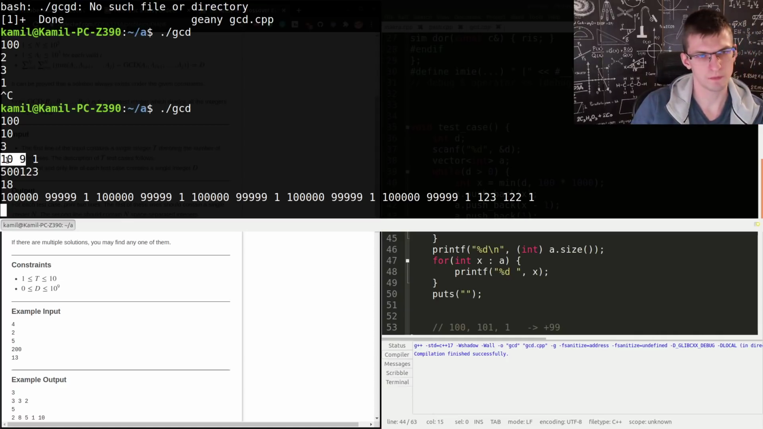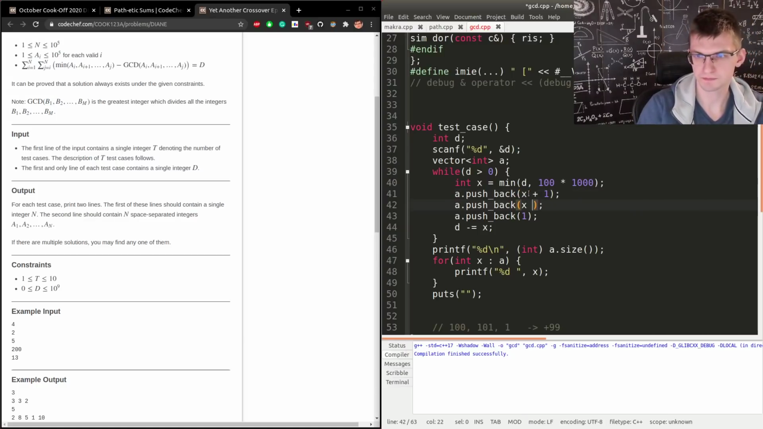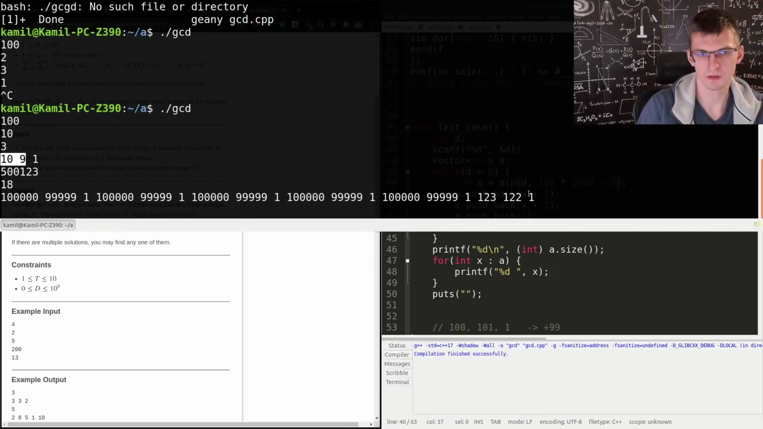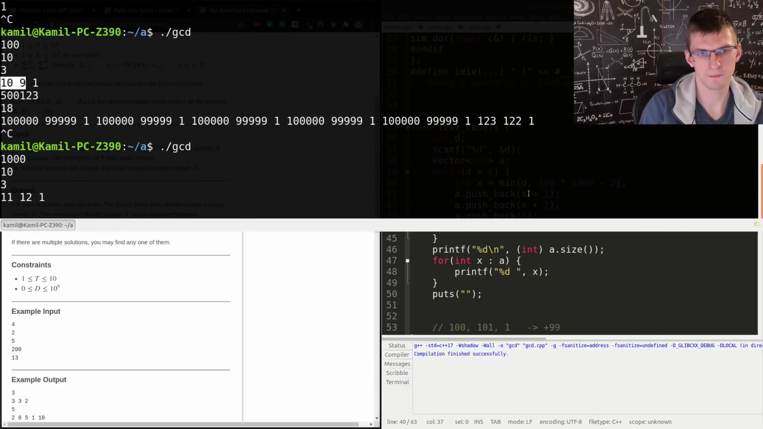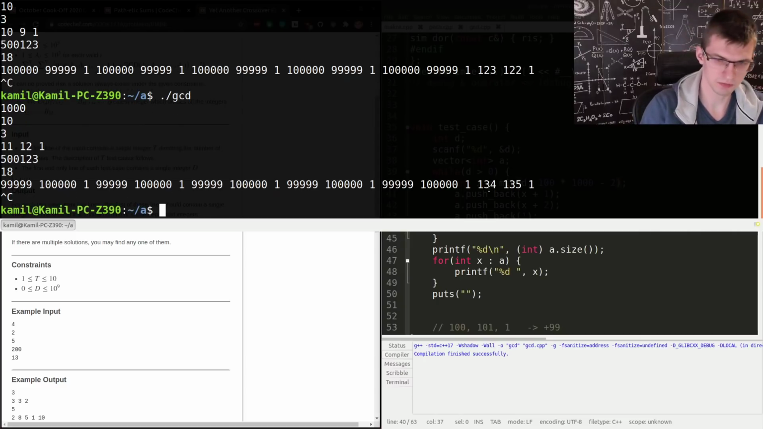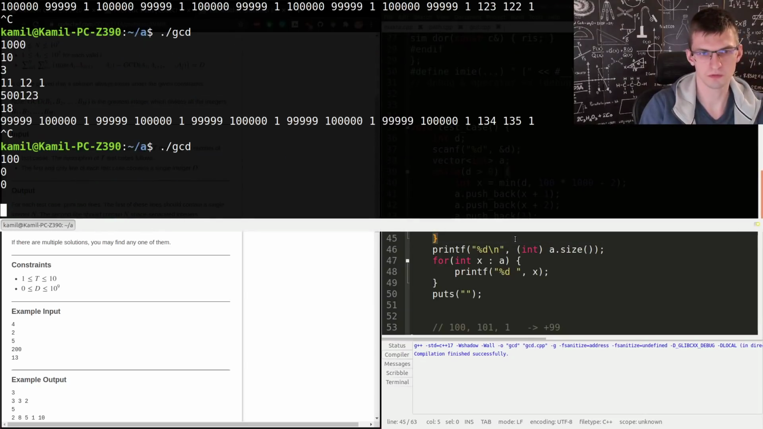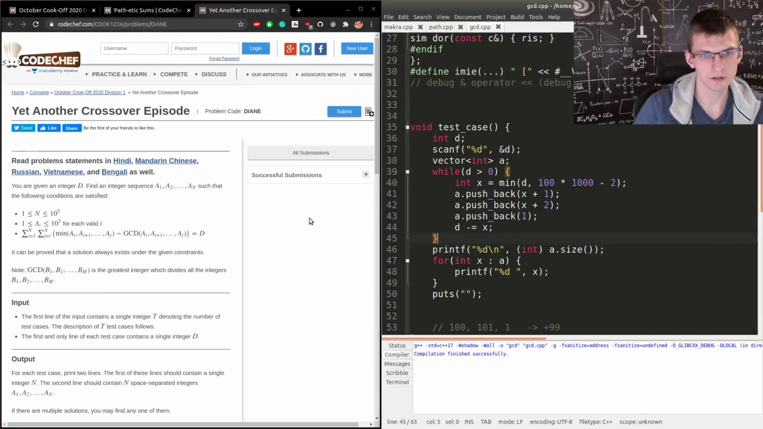So what about that? For 10 we have this. Minimum minus GCD. Yes, so should be good. We don't exceed anything. Cool. That D can be 0. Is this allowed? No, it isn't.